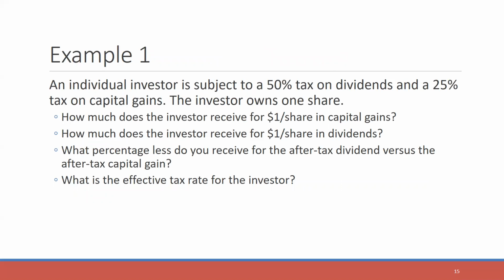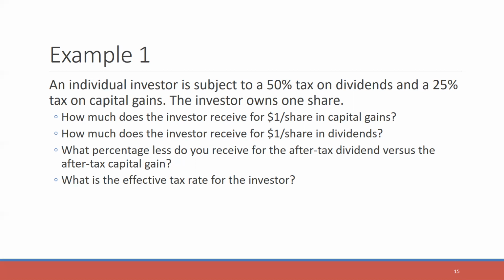An individual investor is subject to a 50% tax on dividends and a 25% tax on capital gains. The investor owns 1 share. How much does the investor receive for $1 per share in capital gains? Hopefully this is very intuitive. We know that the investor is taxed at a rate of 25% on capital gains, so they'll only be receiving 75 cents of that dollar that they're promised in capital gain. How much does the investor receive for $1 per share in dividends? Again, hopefully this feels very intuitive. If I'm taxed at a rate of 50%, I'm only taking in 1 minus 50%. So I'm receiving only 50 cents of that dollar that I'm paid.